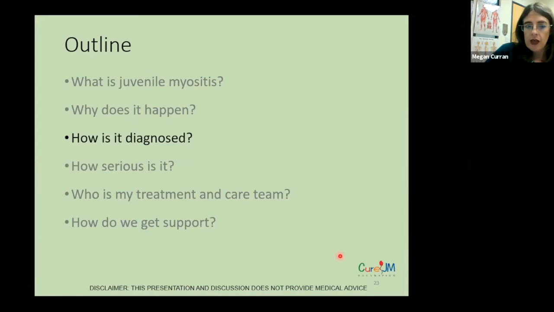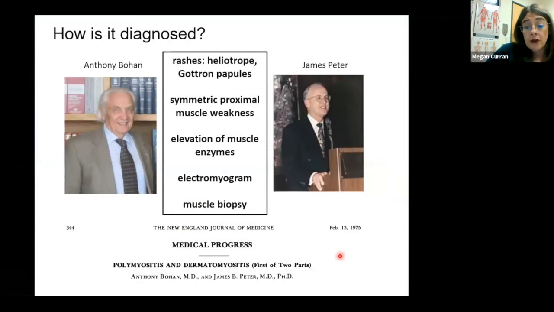So now that we know what JM is, how do doctors diagnose it? The criteria for diagnosis were actually first published in 1975, and in many ways continue to apply today, although we've gotten fancier over time. These are the 5 main features of the disease. Definite diagnosis of dermatomyositis requires one of the rashes, at least, heliotrope or Gottron's papules, plus 3 of the other findings here. And a possible or probable diagnosis requires a rash plus 2 of the following.